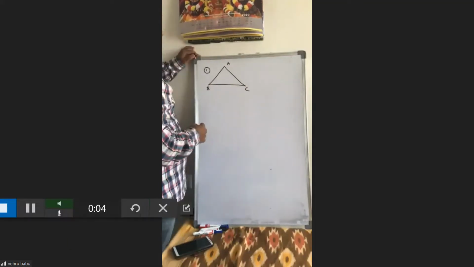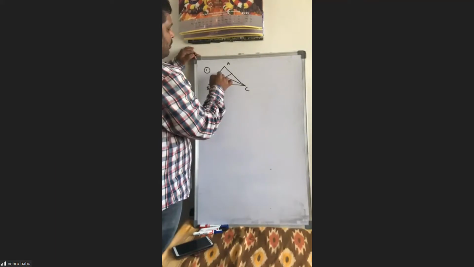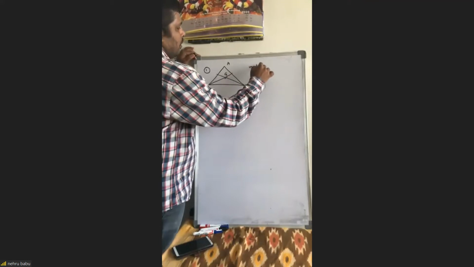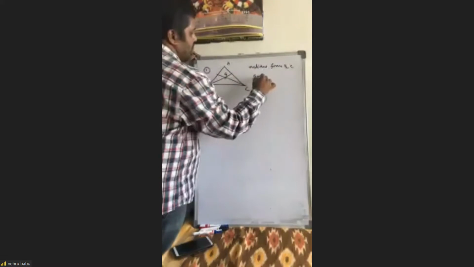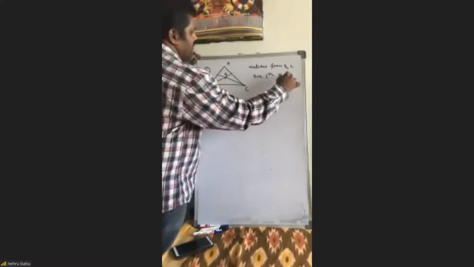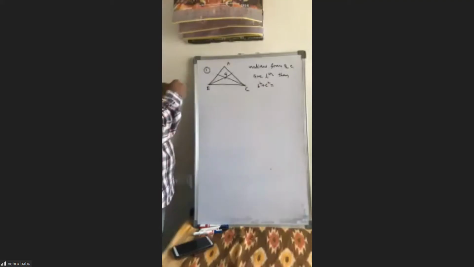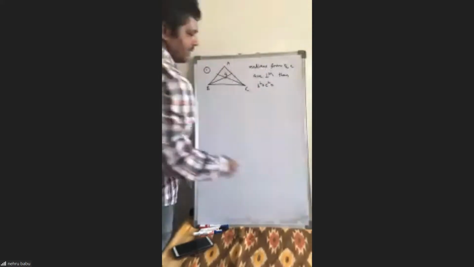If ABC is a triangle and the medians from B and C are perpendicular, then B square plus C square equal to, anyone remember? What is it? B square plus C square equal to 5A square.